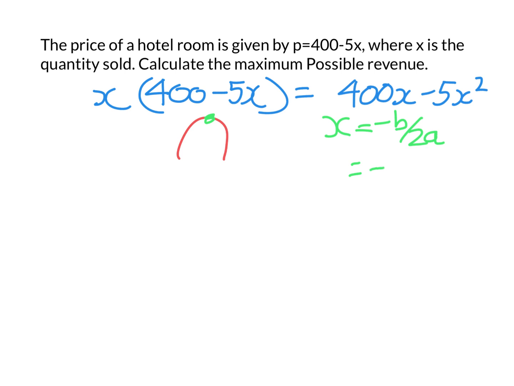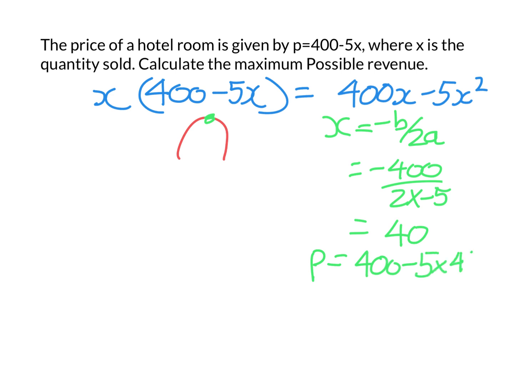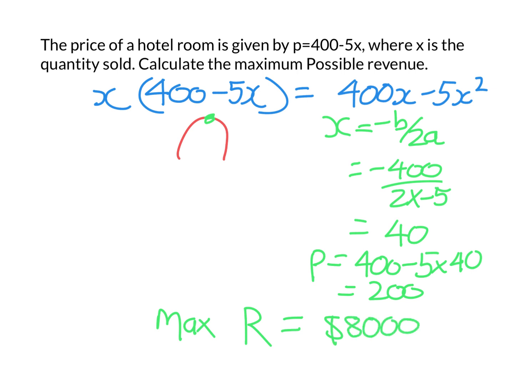So x equals minus b over 2 times a. If you need your calculator, no worries, you should get x equals 40. So that's not the answer. It's saying the maximum revenue occurs when there are 40 customers, and if I want to have 40 customers, the price needs to be 400 minus 5 times x, which is 40, which is 200. The maximum revenue is 40 customers paying 200 each. 40 times 200 is 8,000. That is the maximum revenue.